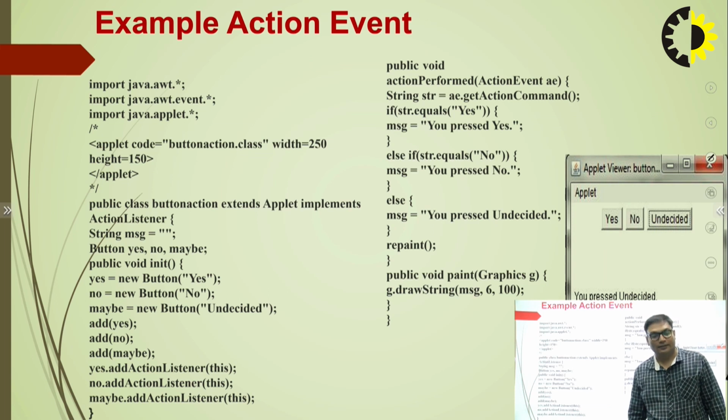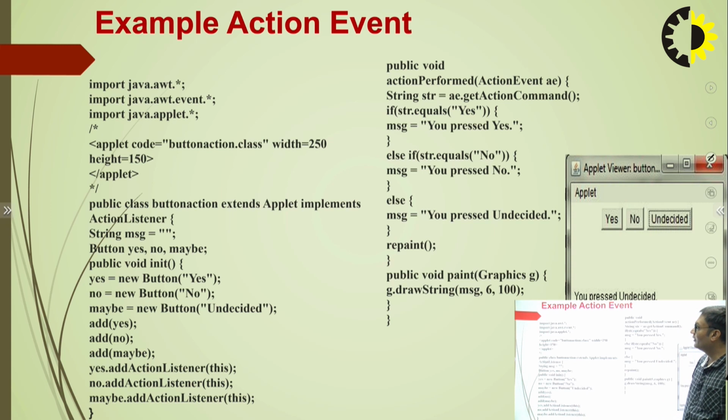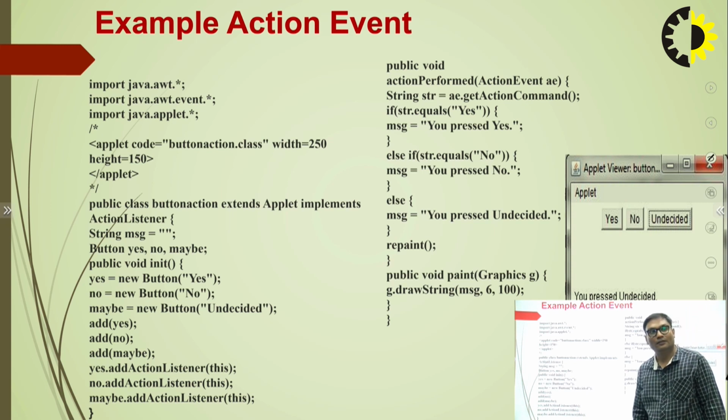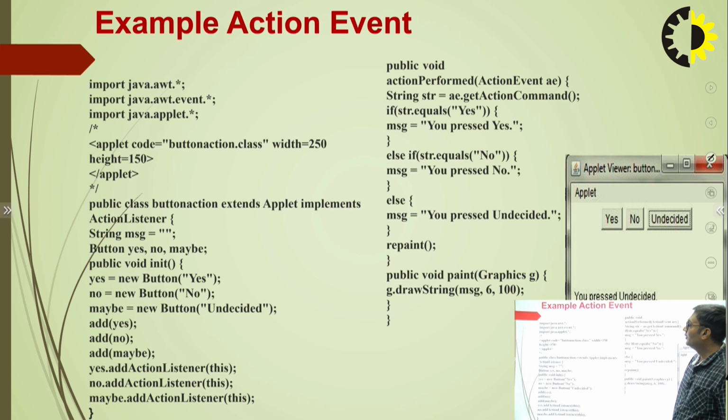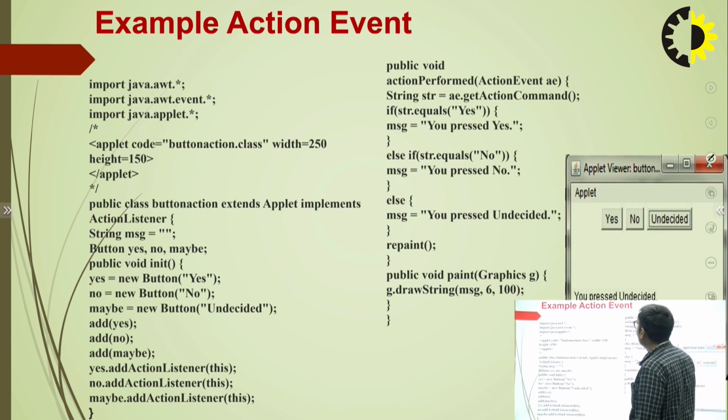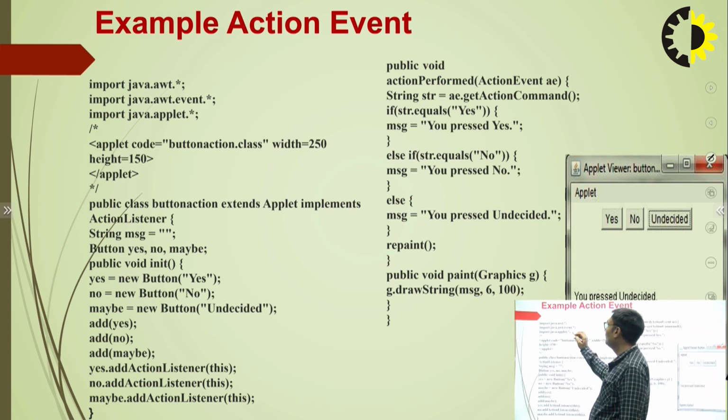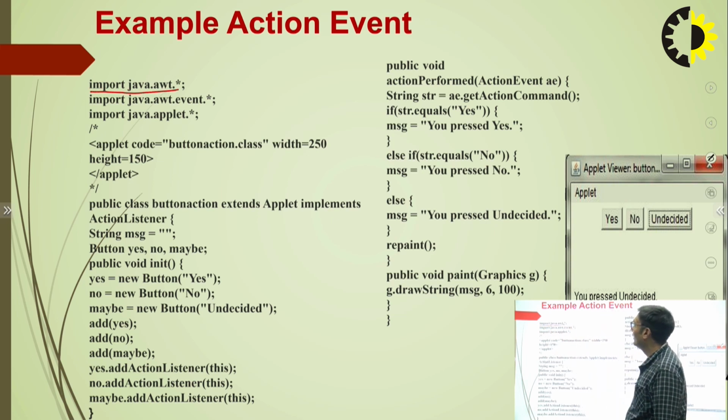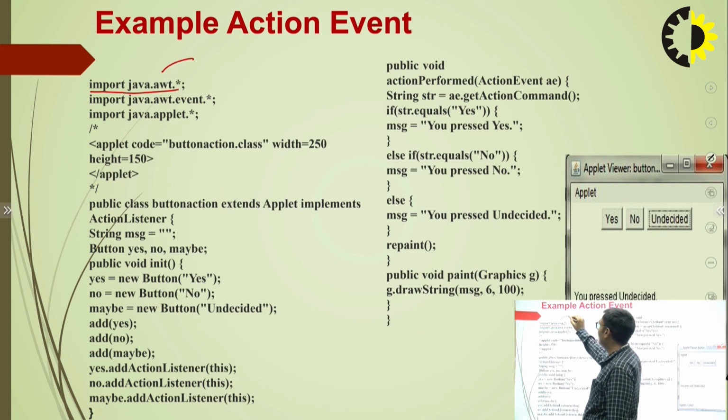Now let's understand action event with this example. So this is the program for the corresponding action event. Firstly we will write a package java.awt. AWT stands for abstract window toolkit, right?